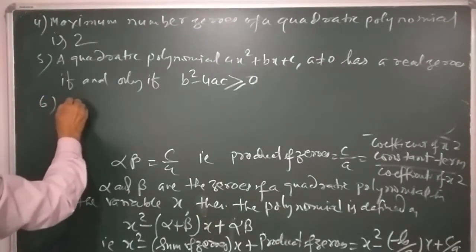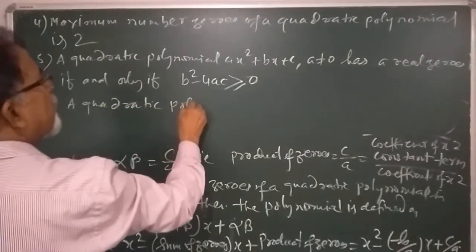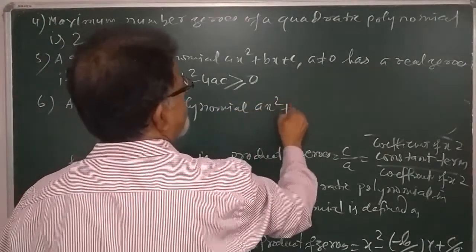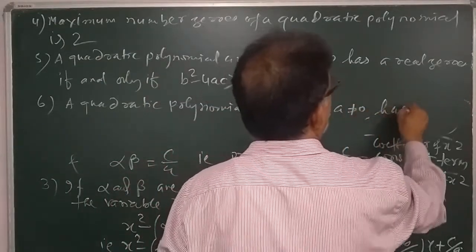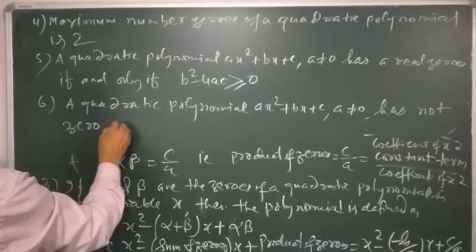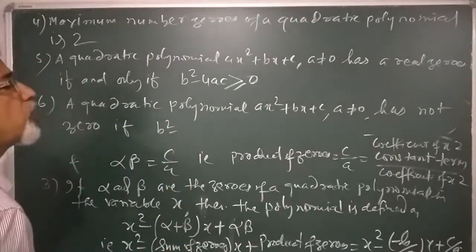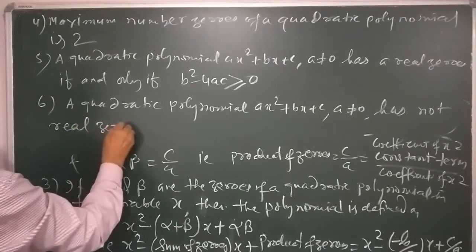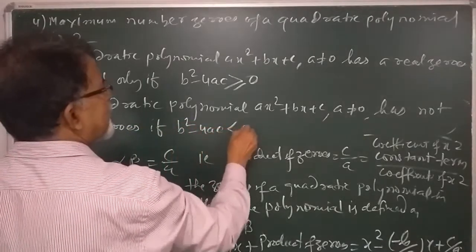6. A quadratic polynomial ax square plus bx plus c, where a is not equal to 0, has not a real 0 if b square minus 4ac is less than 0.